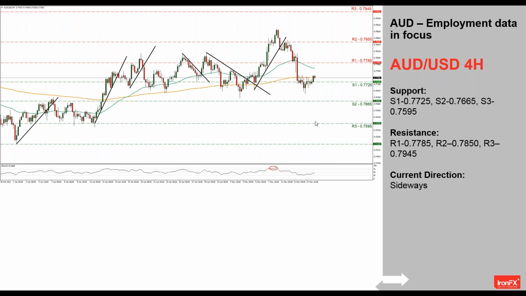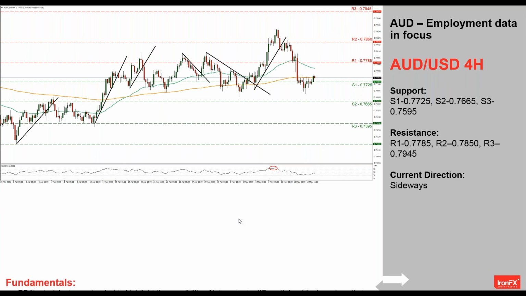Even lower than that, we note the 0.7595, which served the pair rather well, as it was tested on the 9th of April and the 14th of April. To the upside, we would highlight the 0.7785, which provided resistance once, twice, 3 times. Even higher than that would be the 0.7850, which also provided some resistance. While skipping the high point, we move directly to the 0.7945 resistance line as the ultimate bullish scenario.